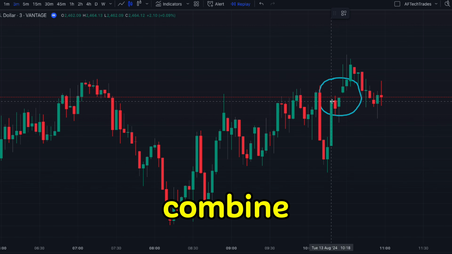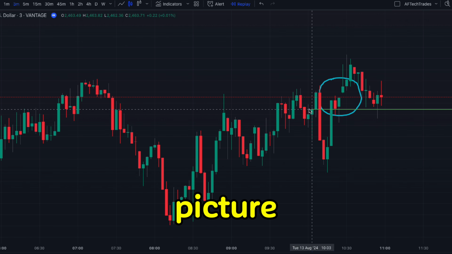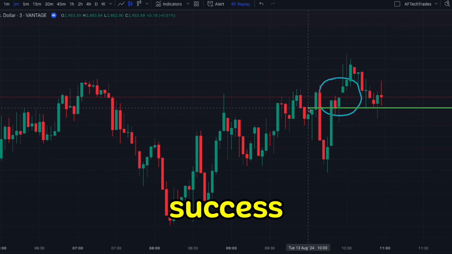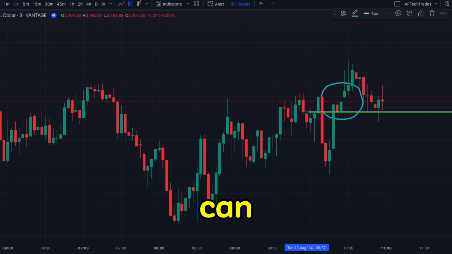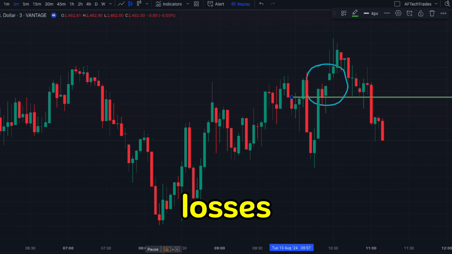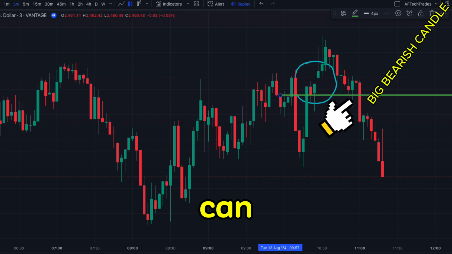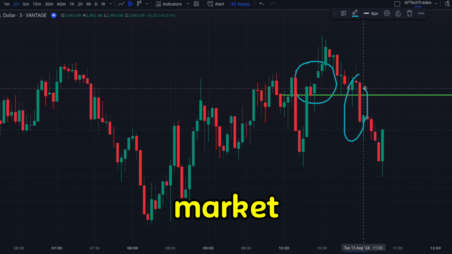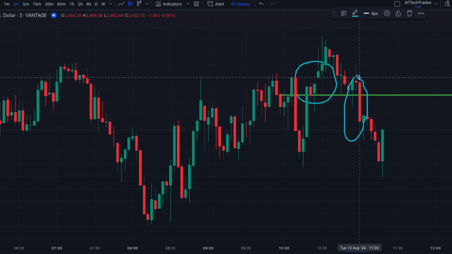It's important to combine multiple indicators to get a clearer picture of the market dynamics. Proper timing and risk management are crucial for success. Setting stop-loss orders can help protect against significant losses, while a well-thought-out trading plan can guide your decisions. Always be prepared to adjust your strategy based on market conditions and new information.